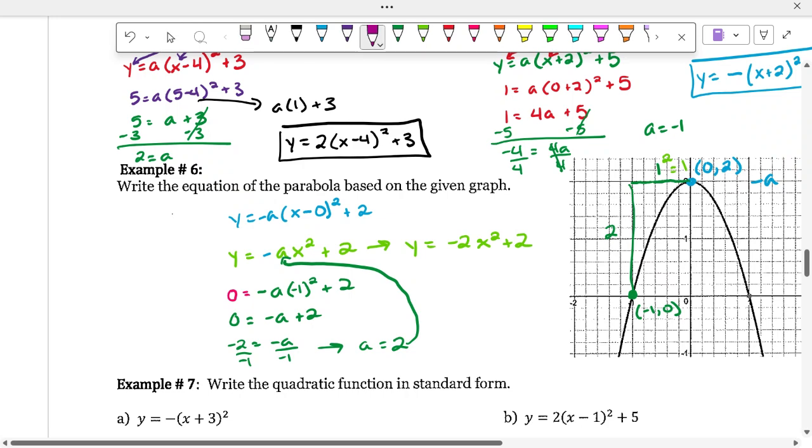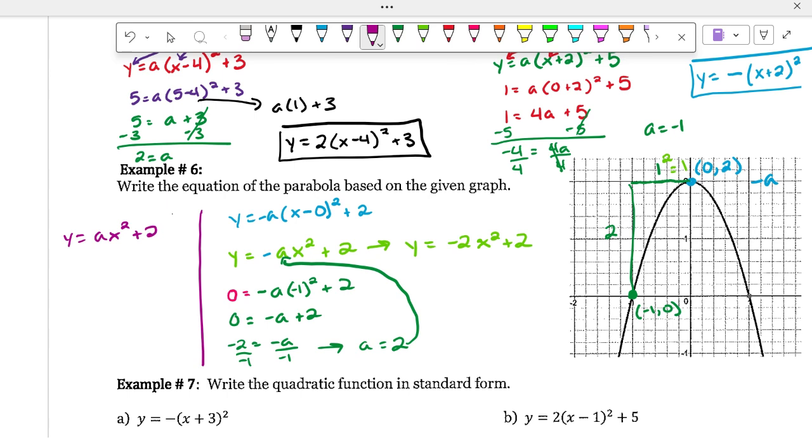Now, if I did it without the negative, so I started with y is equal to ax squared plus 2. All right, and I plug that point in, so 0 is equal to a times -1 squared plus 2. 0 is equal to negative a, not negative, positive a plus 2. So -2 is equal to a. You would still get the same scale factor. You just would not have to remember that it needs to be negative. Does that make sense? Either way, you would still get this.